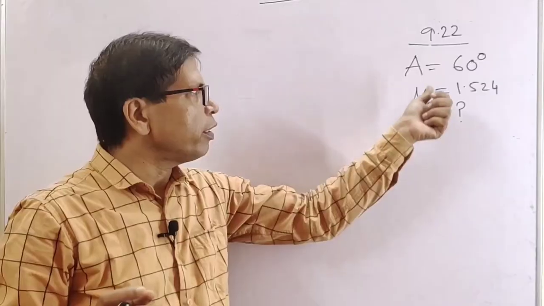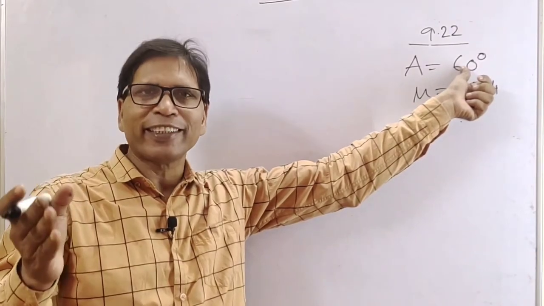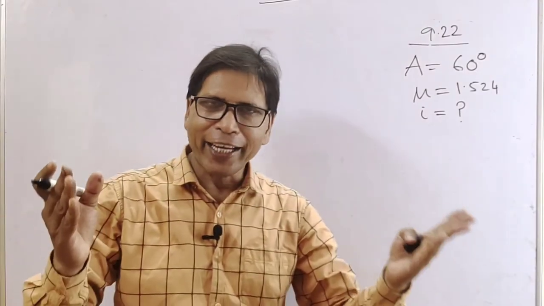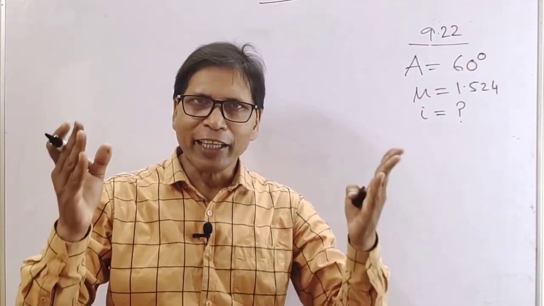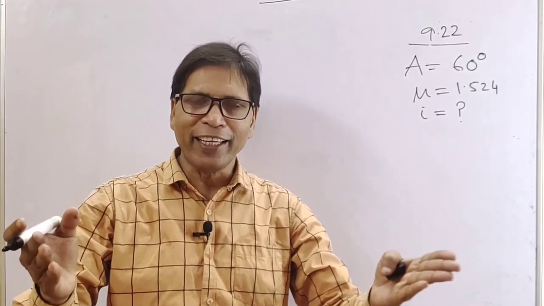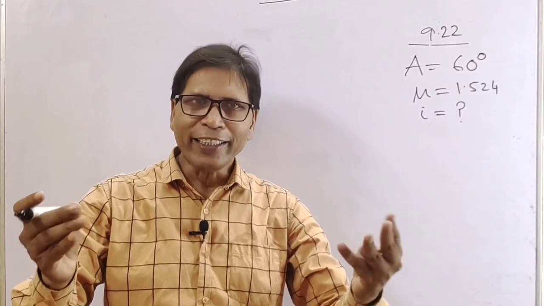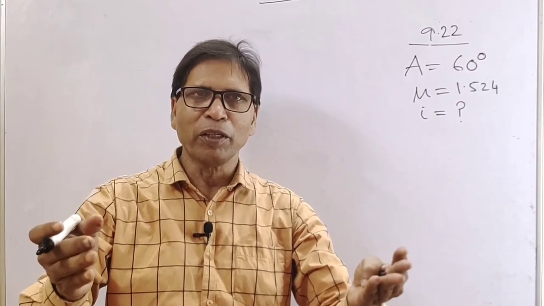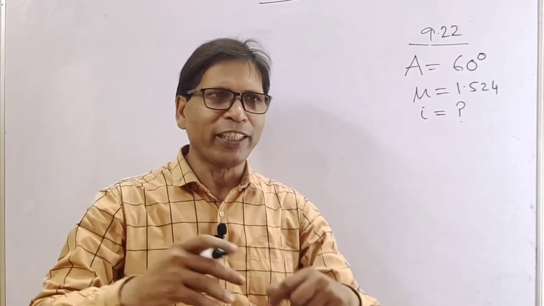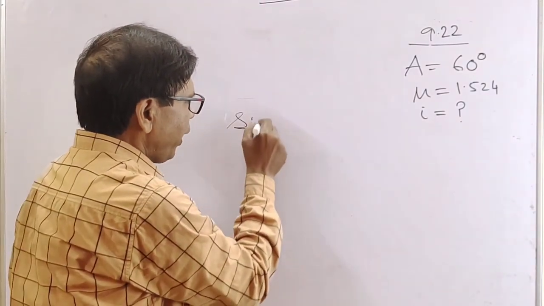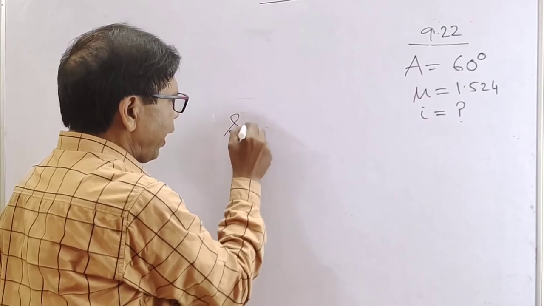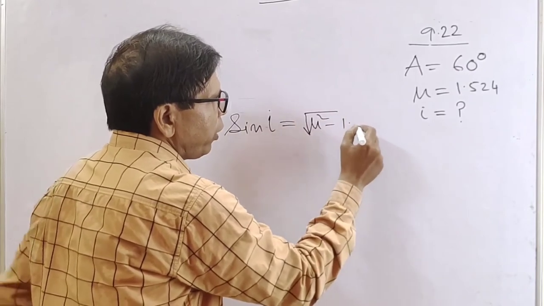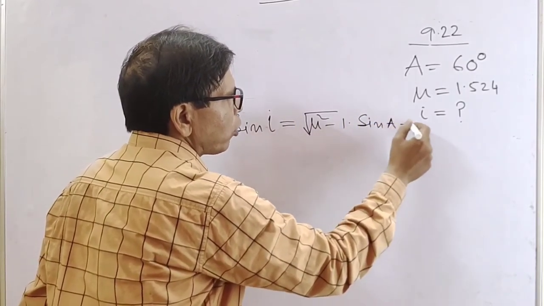Understood? Next. The refracting angle of a prism is 60 degree. RI is 1.524. We have to calculate the angle of incidence such that the ray suffers total internal reflection at the second surface. That is, it is the condition of no emergence of ray from the second surface of the prism. We have to calculate the angle of incidence. We know sine of angle of incidence I is root under mu square minus 1 into sine A minus cos A.